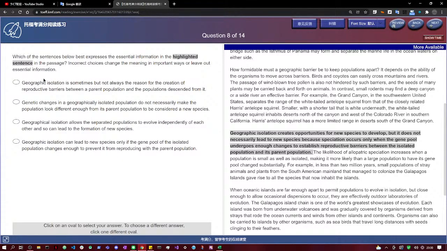Island isolation is sometimes, but not always, the reason for the creation of reproductive barriers. Genetic change in a geographic population does not necessarily make the population different enough from the parent population to be considered a new species. It does not allow the separated population to interbreed with the parent population, and so can lead to the formation of new species.